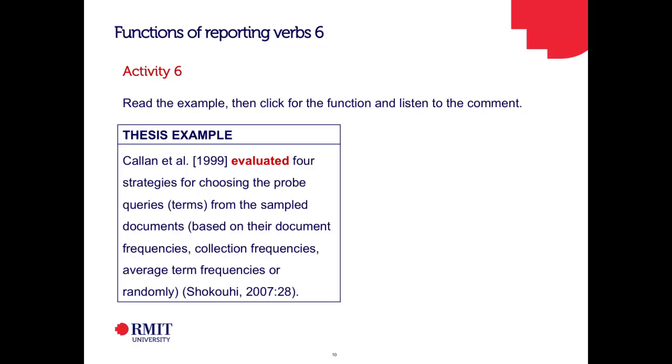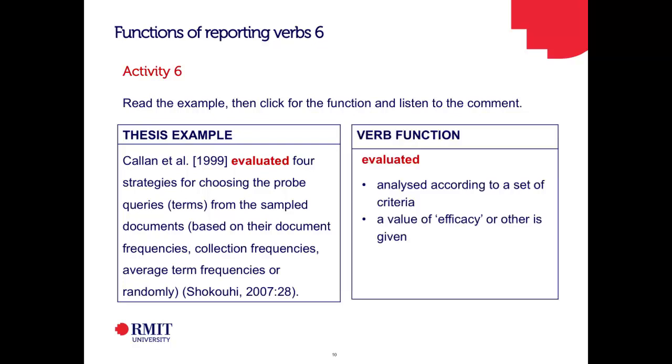Now read and think about this example. Pause the video now. The reporting verb "evaluated" suggests a careful examination of data based on established criteria. The reader expects a clear determination of efficacy or some other value. The past tense is used because the research method is being described.